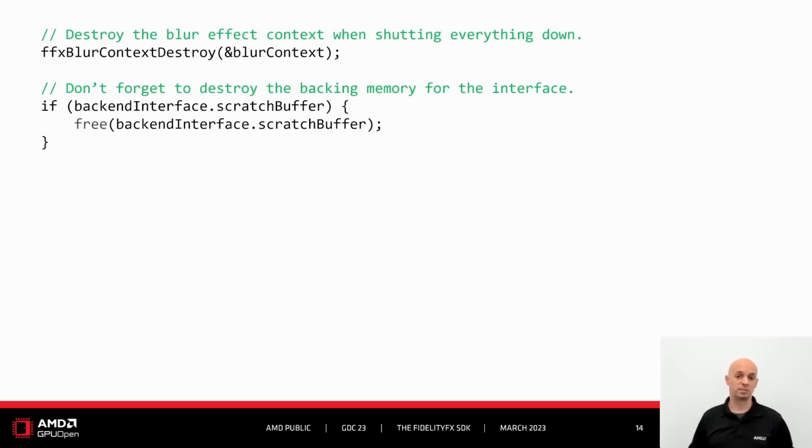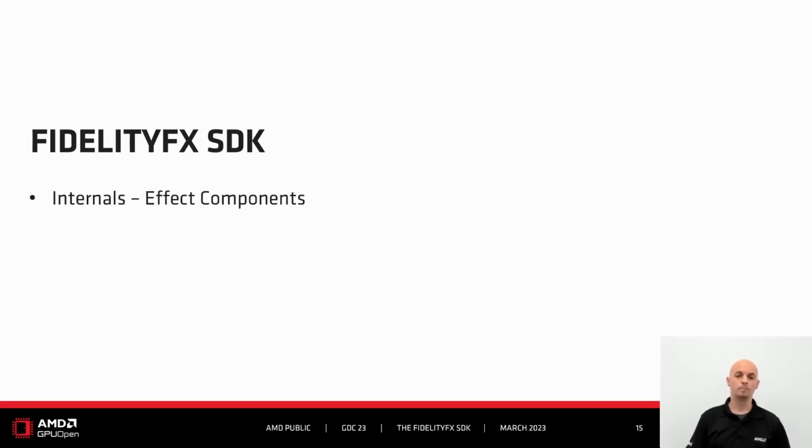When the application shuts down, or we're otherwise ready to stop using blur, we simply destroy the blur context. Please don't forget to flush the GPU to make sure everything is clear of the pipeline. And the last thing to do is to release the memory that you allocated to back the interface with. And you're done.